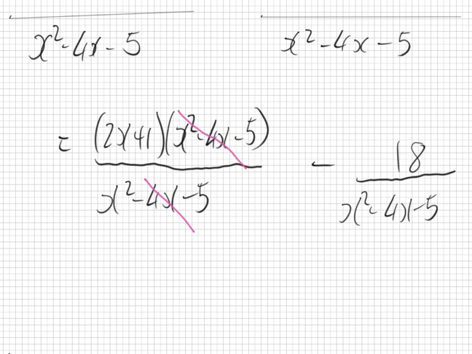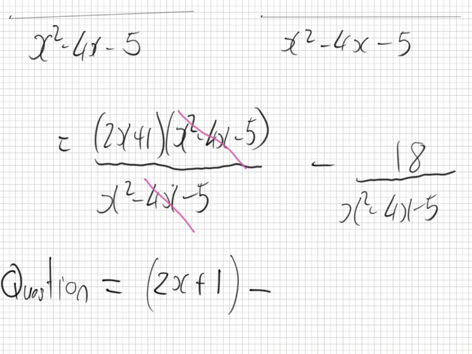So what you've managed to do is change the original question into this: 2x plus 1 minus, because they cancel, 18 over x squared minus 4x minus 5.